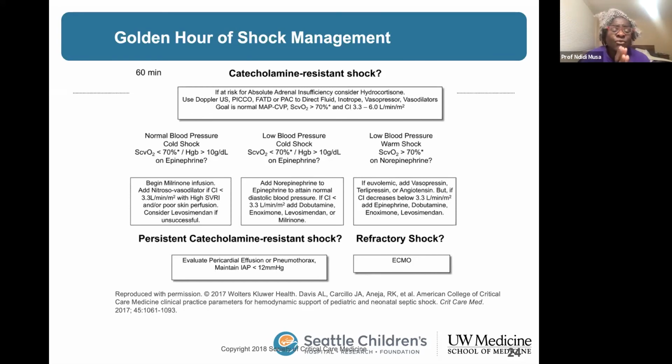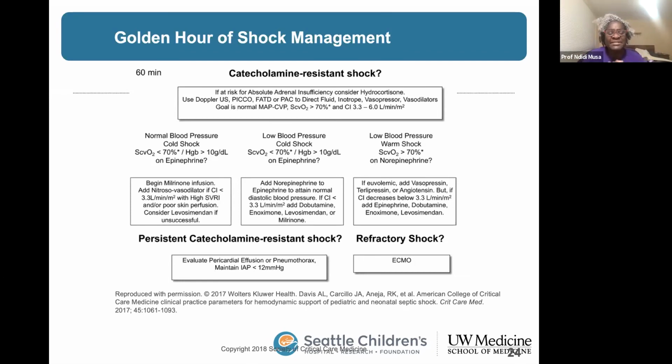So summarizing, for a normal blood pressure, cold shock, epinephrine or adrenaline is a drug of choice. For low blood pressure, cold shock, epinephrine or adrenaline is a drug of choice. If the patient has low blood pressure and warm shock, then noradrenaline is the drug of choice. So you see the difference? Warm shock, you think of a vasoconstrictor. Cold shock, you think of an inotrope, okay? In which case, epinephrine is the best inotrope.